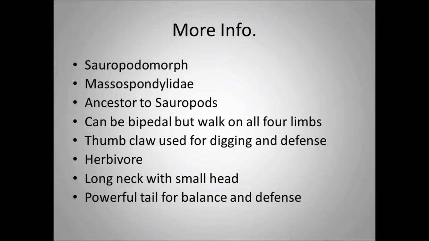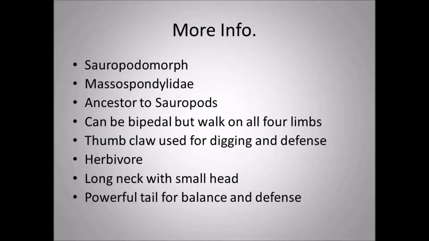And speaking of differences, Massospondylus can be bipedal, can walk on two legs if it had to, but it's mostly going to walk on all four limbs. So it will be mostly a quadruped, but it could rear up on its hind legs to reach up and eat the trees that have higher branches that it can't get to just being on four legs.